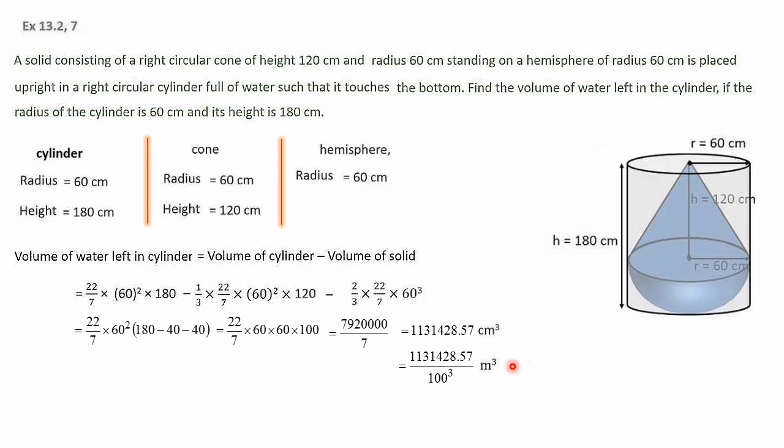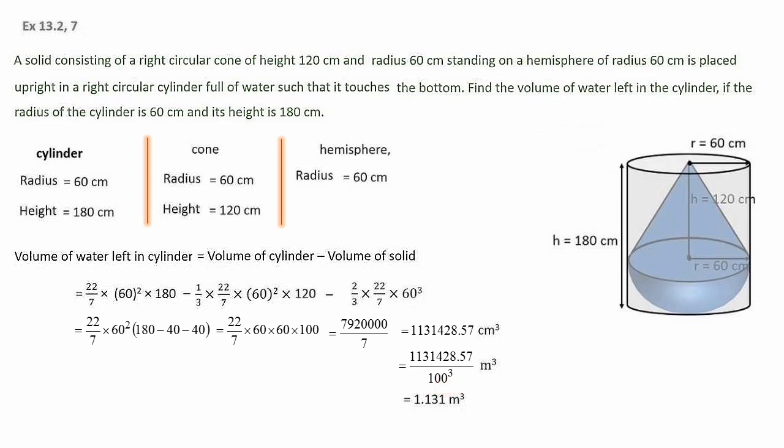Centimeter cube to meter cube, if you want to change, we have to divide with 100 cube because there is cube. Centimeter to meter only divided by 100. Centimeter cube to meter cube divided by 100 cube. Just I have divided. So you will get the answer as 1.131 meter cube. 100 cube in the sense there will be 6 zeros after 1.